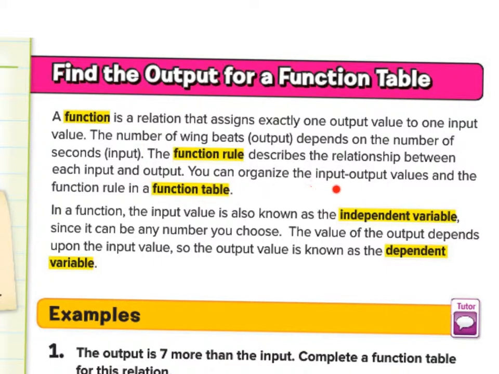So the function rule describes the relationship between each input and output. You can organize the input-output values and the function rule in a function table. This is just a tool for us to make everything very clear. In a function table, the input value is also known as the independent variable. This is the number you choose. Since it can be any number you choose, the value of the output depends upon the input value, as I mentioned. So the output value is known as the dependent variable.